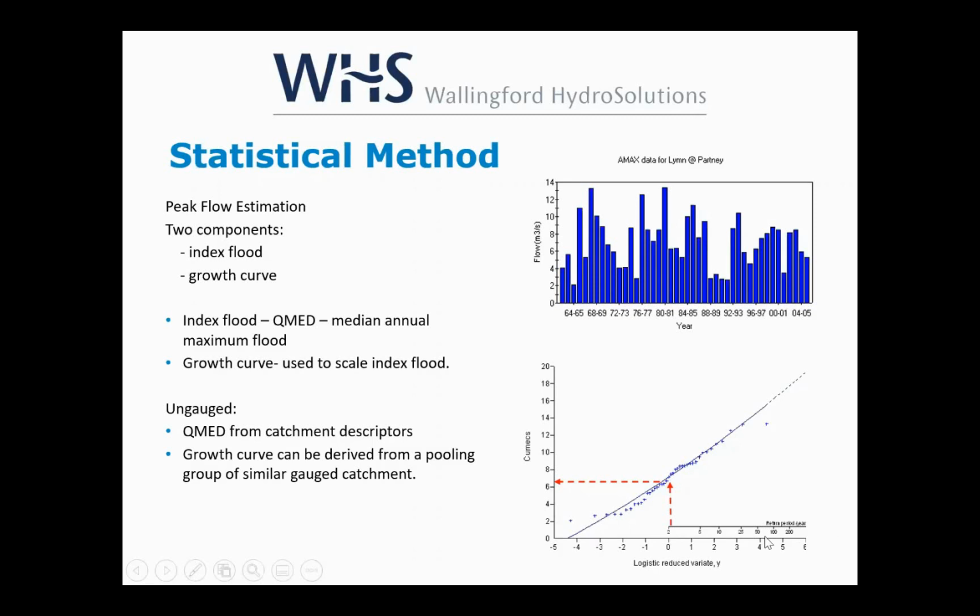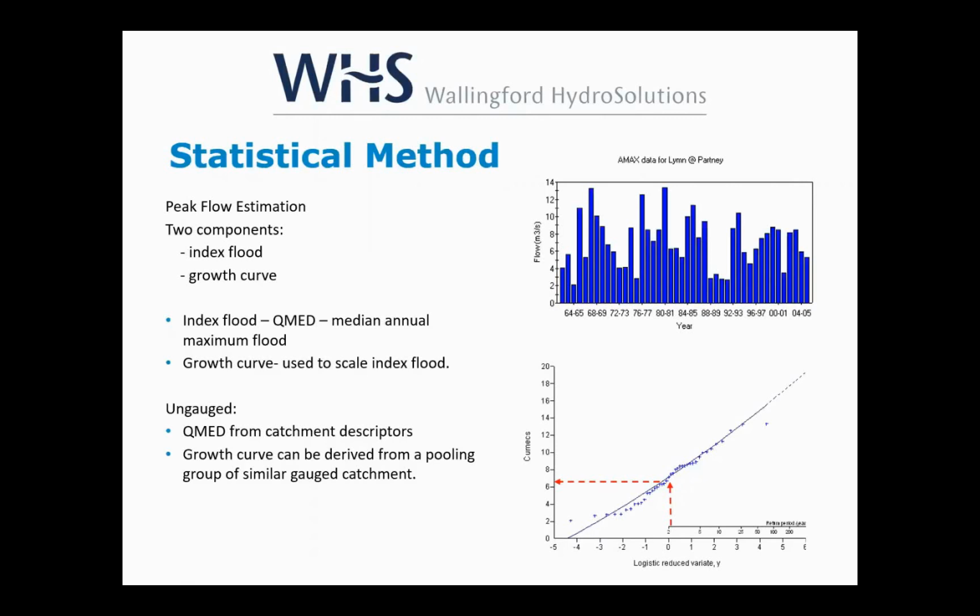The way the statistical method does this is by estimating two components. Firstly, your index flood, which we covered in a previous training video, and your growth curve. The index flood, in this case, is typically your QMED, or your median annual maximum flood. If you have a gauging station record, for example, this plot here, that is going to be the median of all those flow events. Subsequently, the growth curve is used to scale that index flood to higher return period events.